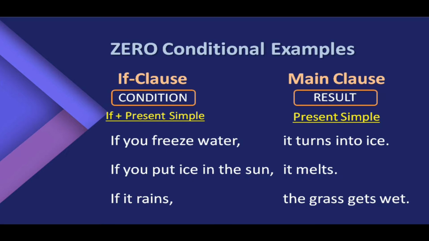In the if clause again we have the condition. In the when clause again we have the result. In the if clause we have the condition, if it rains. In the when clause we have the result, the grass gets wet. These are all examples of zero conditional sentences, and these zero conditional sentences talk about facts that are generally true and one cannot change.